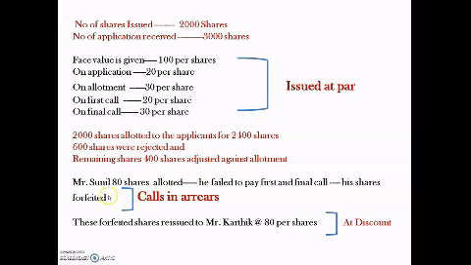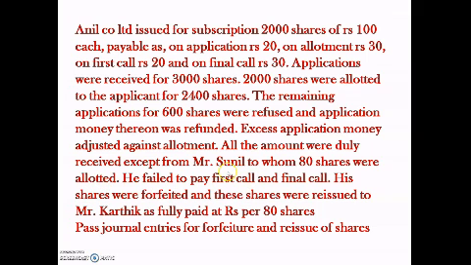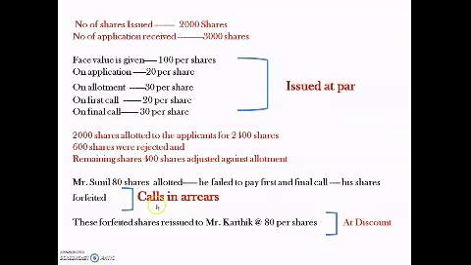Okay, next is Mr. Sunil, who was allotted 80 shares, and he failed to pay the first and final call. This is the case of calls in arrear. The company took the decision and forfeited Mr. Sunil's shares. He was allotted 80 shares, but he failed to pay the first and final call, so his shares were forfeited.